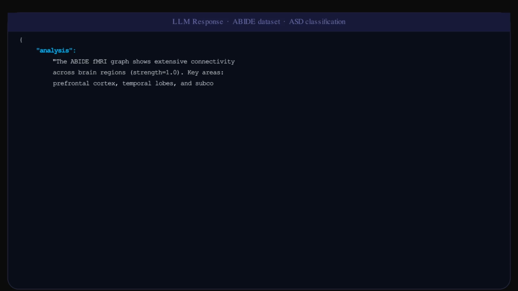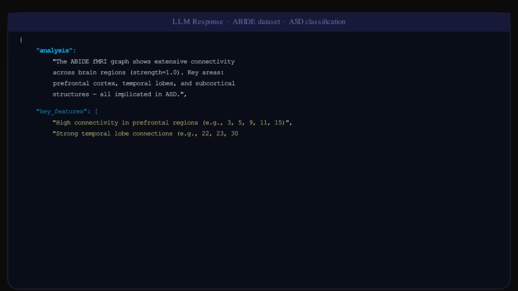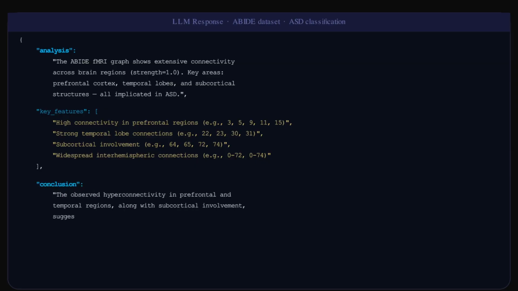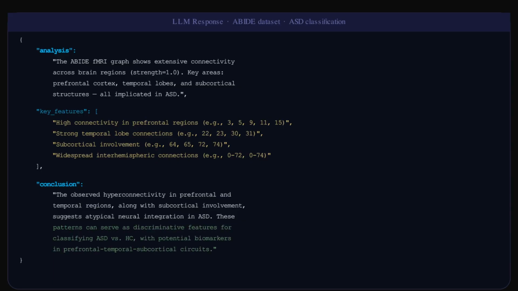For every one of the 47,060 brain graphs across their public dataset, they run this prompt and get back a structured JSON response. Here's an example from the autism dataset. High connectivity in prefrontal regions, strong temporal lobe connections, subcortical involvement. The observed hyperconnectivity in prefrontal and temporal regions suggests atypical neural integration in ASD. That's not a hallucination. Those are real documented signatures of autism in the neuroscience literature.